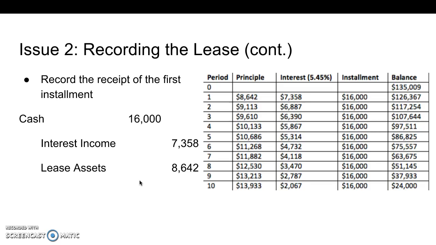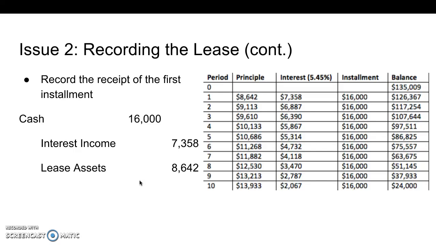Continuing with recording the lease, the next part of the process would be for Garrison to record the receipt of the first installment. Based off of the information given to us about this case, we know that annual lease payments of $16,000 are due at the end of each year, which is shown in the amortization table on the right.